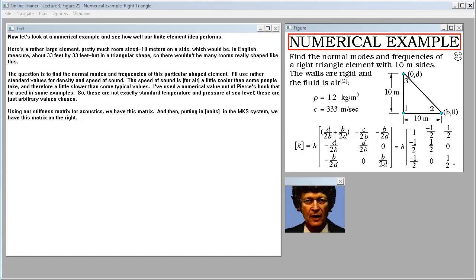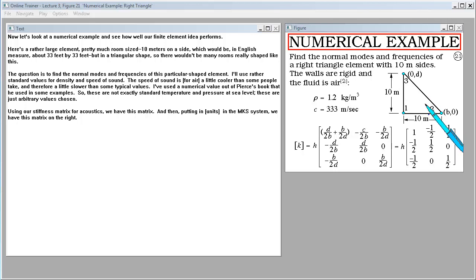Now let's look at a numerical example and see how well our finite element idea performs. Here's a rather large element, pretty much room size, 10 meters on a side, which would be, in English measure, about 33 feet by 33 feet, but in a triangular shape. So there wouldn't be many rooms really shaped like this. The question is to find the normal modes and frequencies of this particular shaped element.